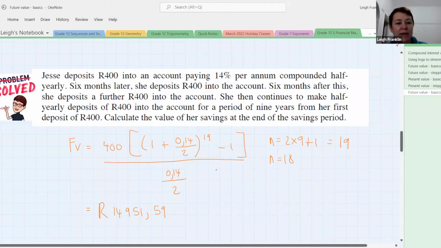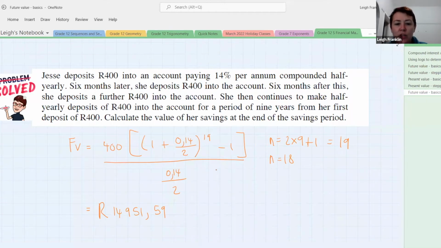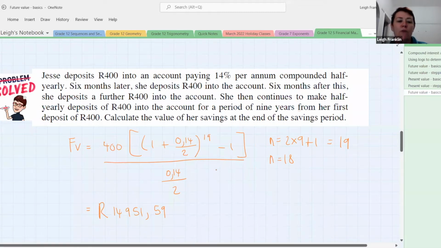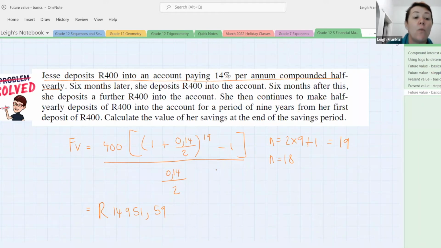equal to 18, because it says here that she continues to make half-yearly deposits of 400 Rand into the account for a period of 9 years from her first deposit of 400 Rand. But this beginning sentence here, where they're saying that she's deposited this money into the account, is the way that they are trying to imply that she's made an immediate deposit. Then 6 months later she deposits, and then 6 months later she deposits, and so they are implying that there is an extra payment here.